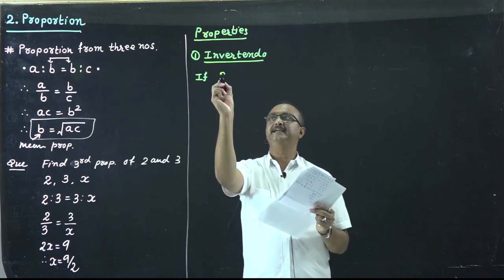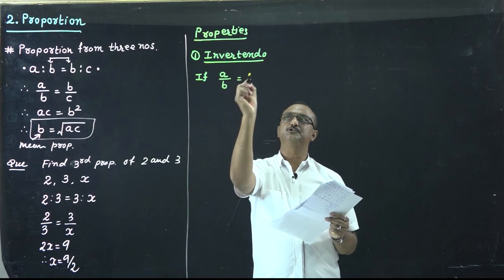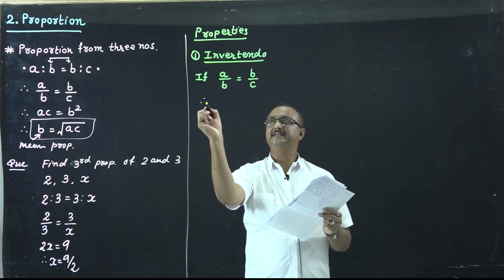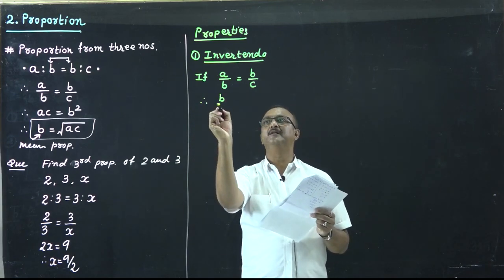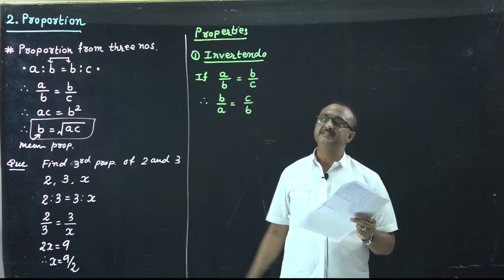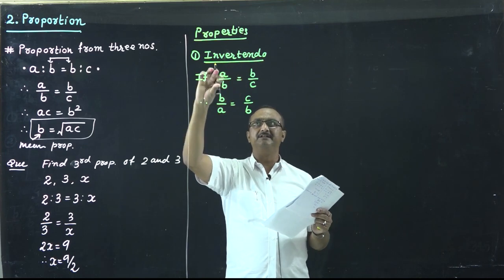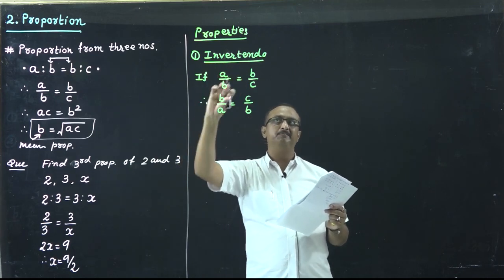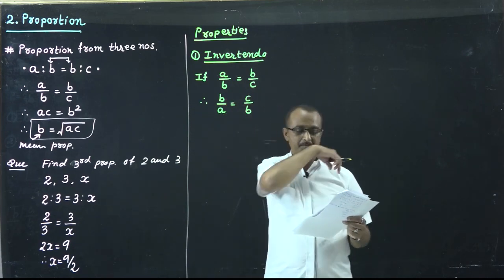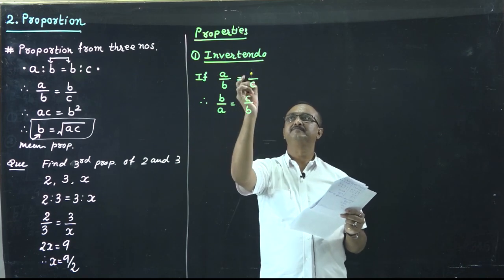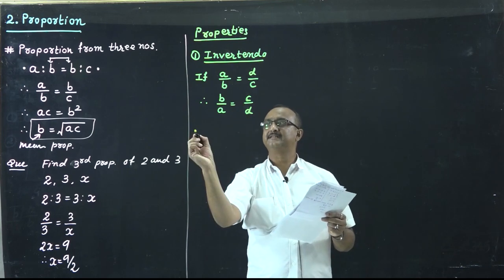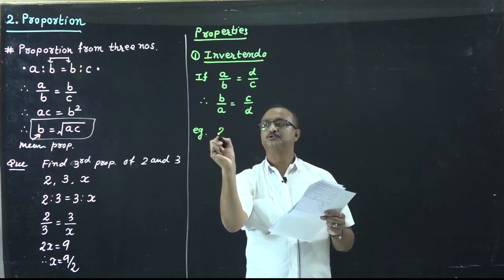If A upon B is equal to B upon C, therefore it can also be written as B upon A is equal to C upon B. Invertendo means we can invert the given terms. A upon B can be written as B upon A, and B upon C is written as C upon B.